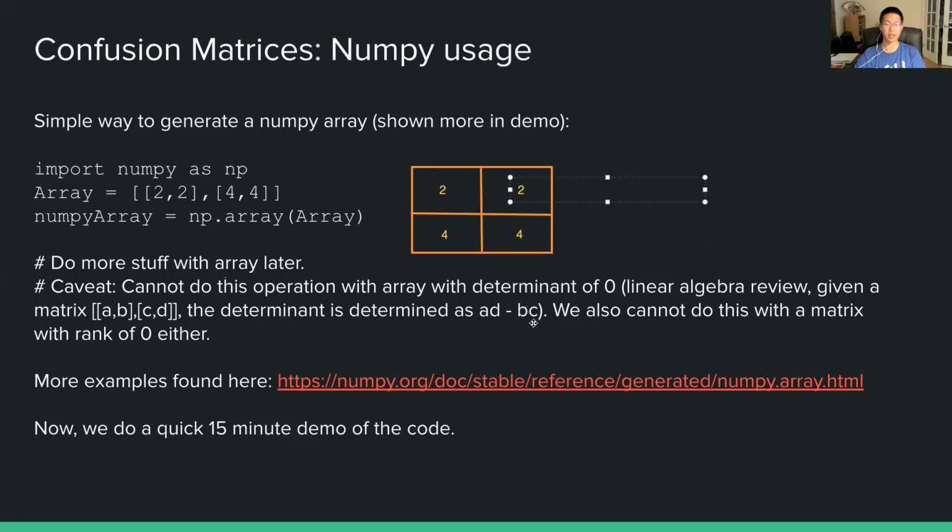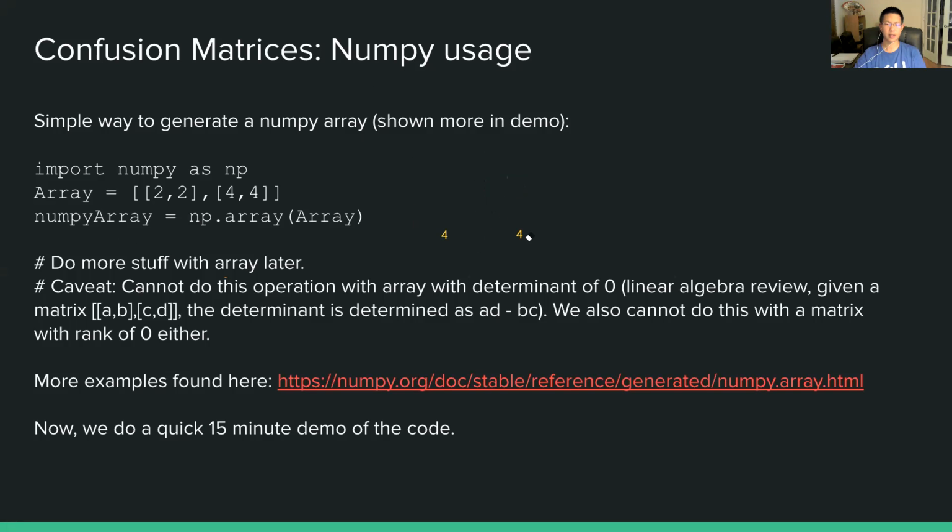Well, this one's pretty easy. It's going to be basically determinant of 8 minus 8, which is 0. So for this particular array, we cannot actually do the operation because the determinant is 0. So this code actually will not work, but this is a general way to display a Numpy array.